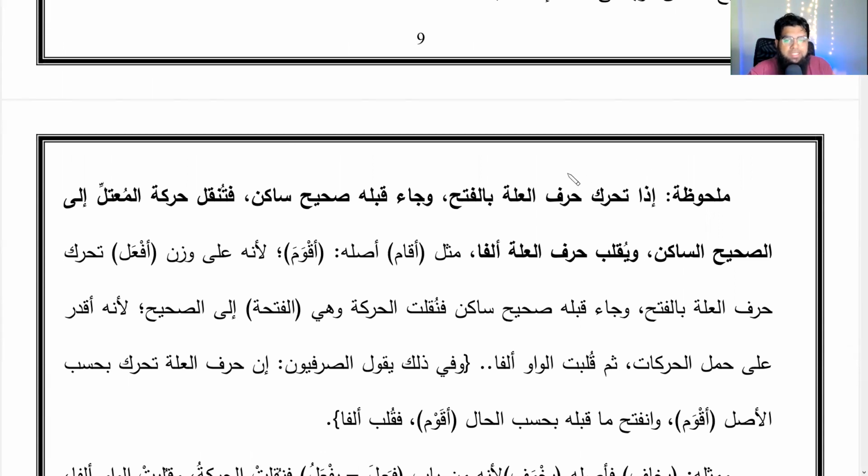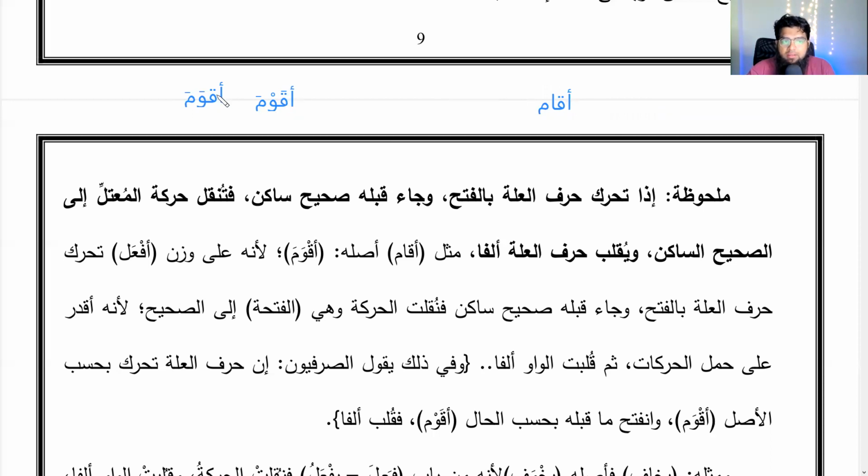Then we have another short rule. إذا تحرك حرف العلة بالفتح. If the haraka is with a fatha, وجاء قبله صحيح ساكن. So the previous letter is a sahih sakin, فتنقل حركة المعتل إلى الصحيح. So there'll be two steps here. If it is with a fatha and the previous letter has a sukoon, you'll take the harf al-mu'tal and transfer it, and then you'll change the harf al-illa into an alif. For example, double rule here. Aqama. It was actually aqwama. Correct? So if the harf al-illa has a fatha, yes, it has a fatha. So first you'll move the fatha, it'll become aqawma. Now you change the waw to an alif. It became aqama. Two step procedures. You have to do a two step operation.